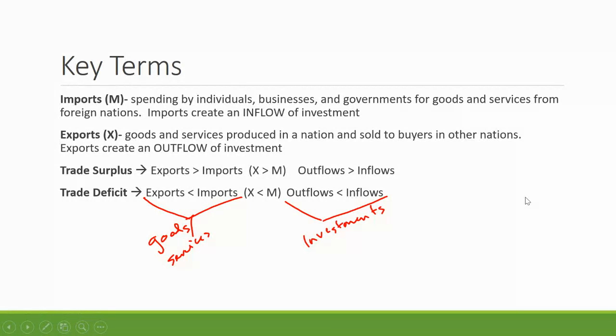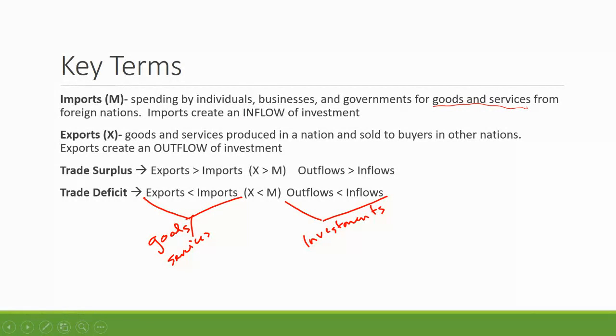Okay, so anyway, imports from the viewpoint of the United States, that's the physical good we get from another country. Notice it's goods and services. Exports are the opposite. We're going to send goods and services to other countries. And when we import something, we get the physical good from the other country, and we give them money. We give them United States dollars.